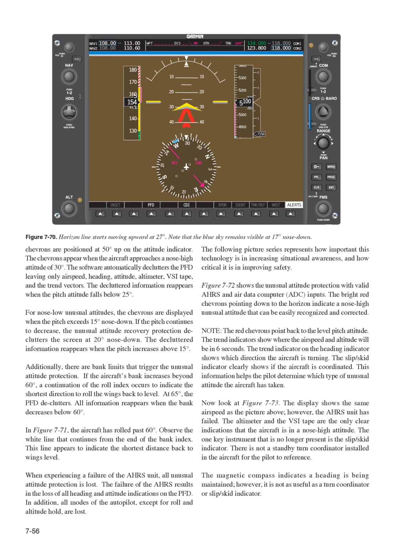Now look at Figure 7-73. The display shows the same airspeed as the picture above, however, the AHRS unit has failed. The altimeter and the VSI tape are the only clear indications that the aircraft is in a nose-high attitude. The one key instrument that is no longer present is the slip/skid indicator. There is not a standby turn coordinator installed in the aircraft for the pilot to reference.